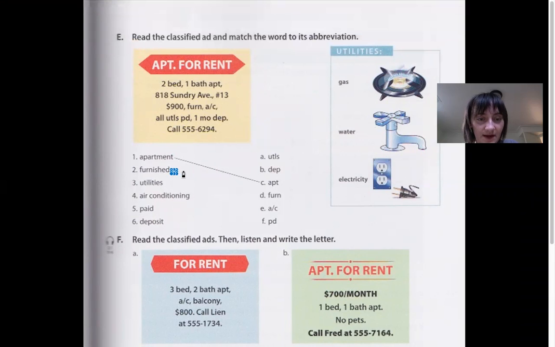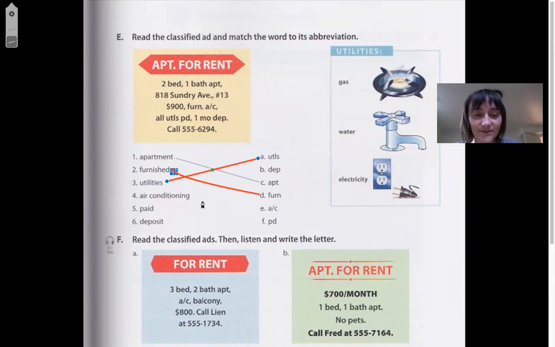Okay, so we have furnished. The abbreviation is F-U-R-N, furnished. It just means furnished, meaning there's like sofa, bed, table, that kind of thing. Okay, now this word, utilities, right? Utilities is electricity, water, gas. Its abbreviation is UTLS, utilities.